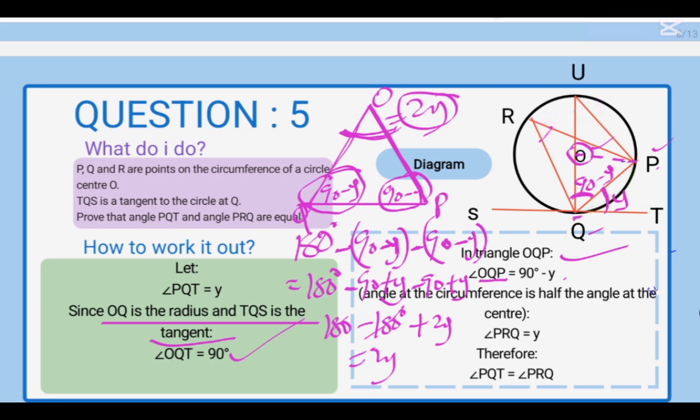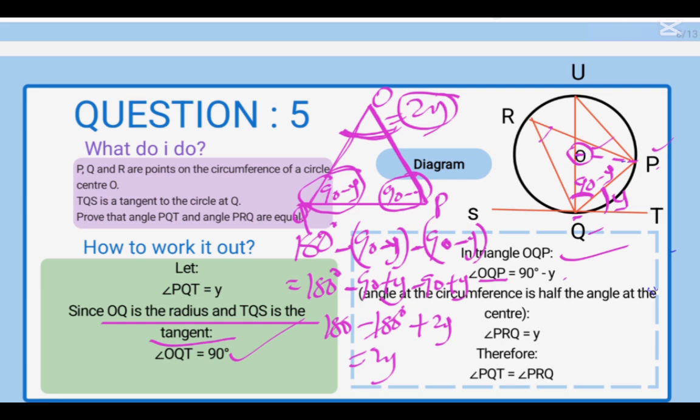Now, if you say it is y and y, you see that this place is y already. We assumed it is y from the beginning. That means we have been able to prove that angle PQT is equal to angle PRQ. See that now? Angle PRQ is y, and PQT is also y. So it's very easy, right? We have used another circle theorem there to prove our point. All right, that is another proof done, and that is number 5.